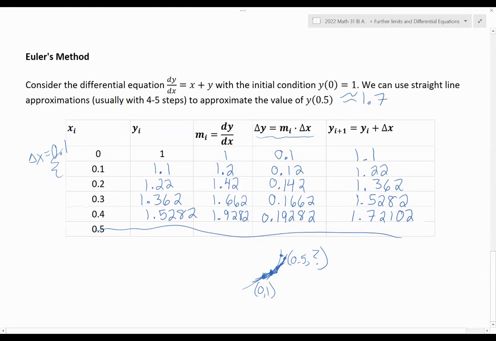Now, unless we can actually solve this differential equation, we can't verify whether that's a good approximation or not. But at the moment, based on the information we have, it is the best we can do.